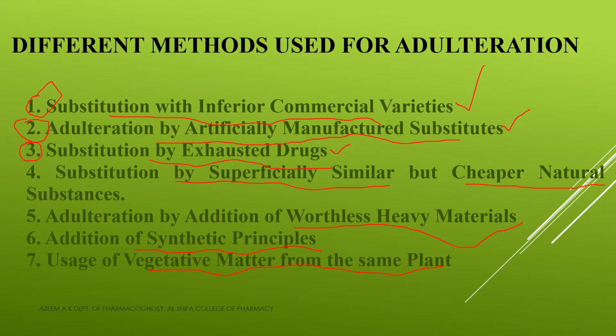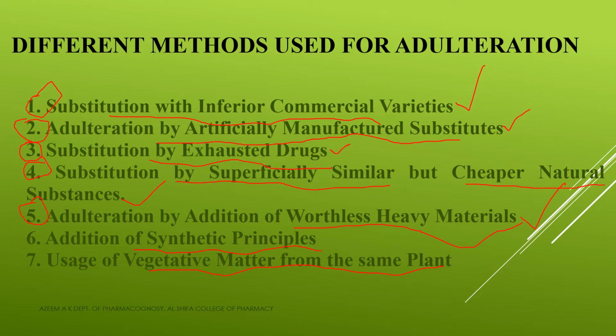Then the fourth one is substitution by superficially similar but cheap natural substances. So here, by look, at first sight both the substances look similar but one is inferior. That type of adulteration is known as substitution by superficially similar but cheap natural substances. Now the fifth one is adulteration by addition of worthless heavy materials. So for increasing the weight of a substance, if you are adding anything heavy, then that type of adulteration is coming under this class, that is adulteration by addition of worthless heavy materials.